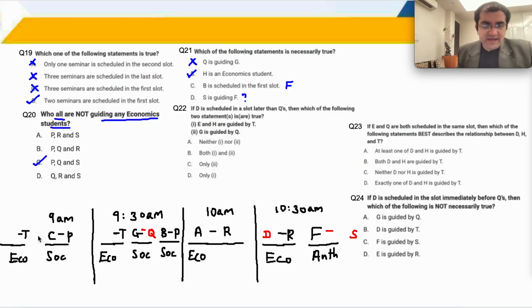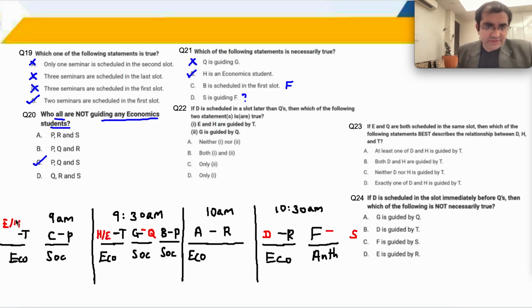This has been filled and remaining, we can't fill anything else, right? Then which of the following two statements are true? E and H are guided by T. So you have over here E oblique H, H oblique E. So E and H are guided by T.